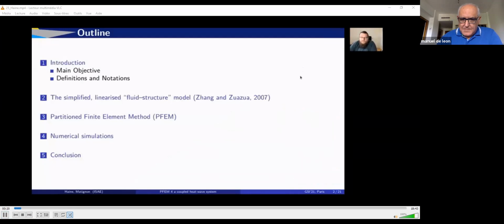So first I will introduce the main objective and the definition and notation used in this presentation. Then I will present the model studied by Zhang and Zuazua. We will apply the partitioned finite element method, that is a structure preserving finite element method. We will end with a numerical simulation to validate our result and conclude this work.